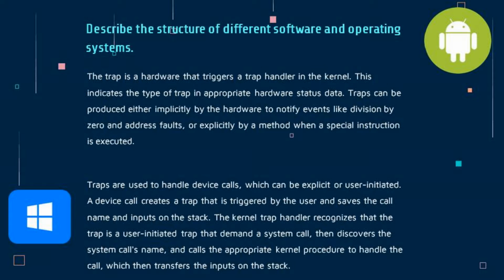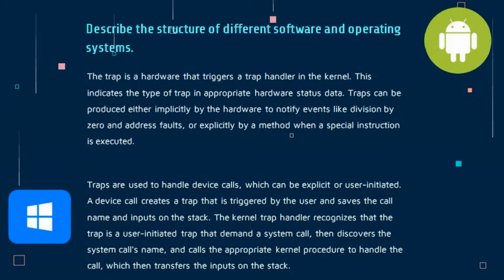The trap is a hardware that triggers a trap handler in the kernel. This indicates the type of trap in appropriate hardware status data. Traps can be produced either implicitly by the hardware to notify events like division by 0 and address faults, or explicitly by a method when a special instruction is executed.